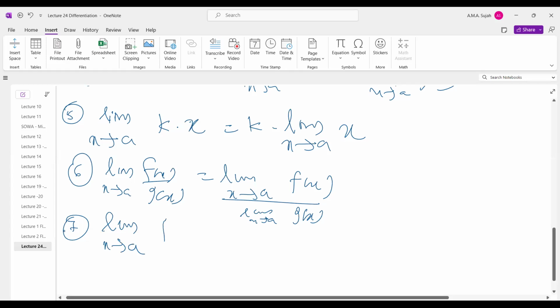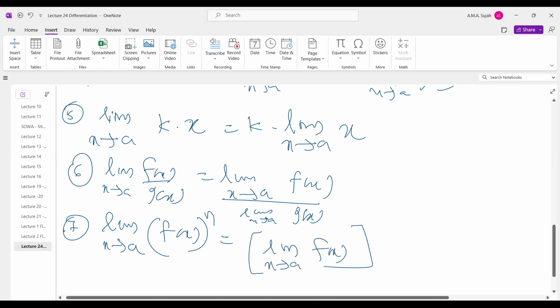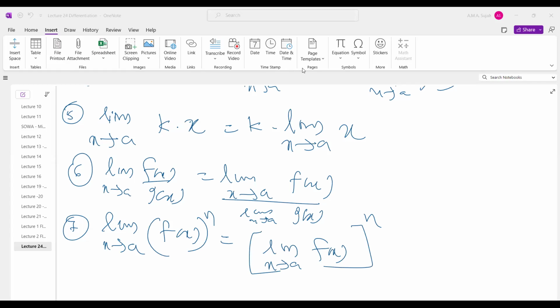Limit x approaches a of f of x whole thing to the power of n. Then we can write limit x approaches a of f of x whole thing to the power of n. Similarly, we use it with square root as well. So what is that? Yeah, very good. Someone told the answer.